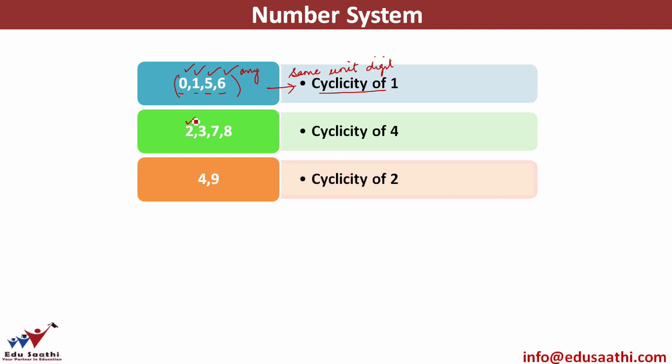The unit digits 2, 3, 7 and 8 have a cyclicity of 4. As we have already discussed, 2, 3, 7, 8 have a cyclicity of 4. The unit digits 4 and 9 have a cyclicity of 2. So I have categorized 4 raised to power even and odd because the cyclicity is 2. Again 9 raised to power even and odd, because the cyclicity for this is 2. So this is how we find out the cyclicity for all the units place.